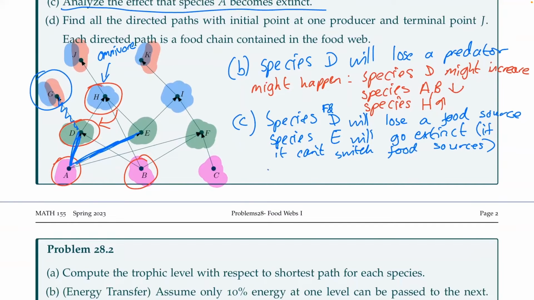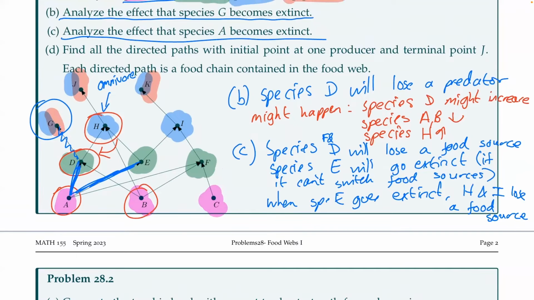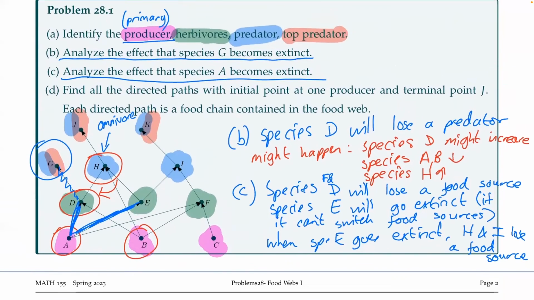You could say when species E goes extinct, H and I lose a food source. So we often see these kinds of cascading effects through food webs. When you start taking one part out of there or introduce something new, there are lots of knock-on effects. Again, there are lots of things we could then say might happen. If H and I lose a food source, maybe they switch more to D and F. But it's really difficult to intuit these complex feedbacks.